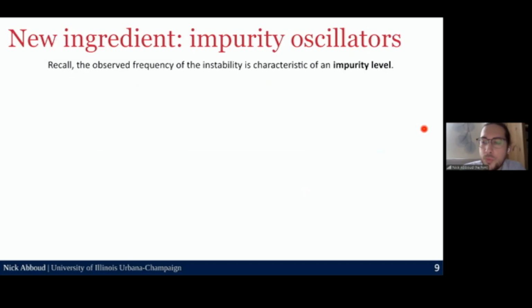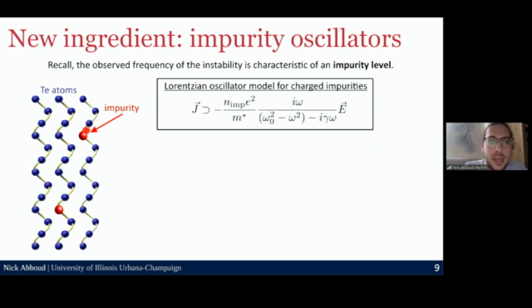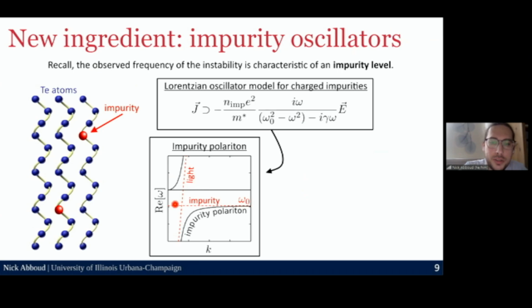So we need a new ingredient, and we suggest that the important ingredient is the impurity levels themselves. This is because the impurity level, as I mentioned before, sets the scale for the oscillation frequency. Impurities, roughly speaking, for us are pieces of charged dirt in the crystal structure, and they can be thought of as charged harmonic oscillators, which contribute a bound current to the current density. And then as a generic consequence of this, here I have the impurity oscillators represented by this horizontal line. They couple with electromagnetism, and the dispersion relations rearrange into this black line. This is the polariton mechanism, which is an old phenomenon.